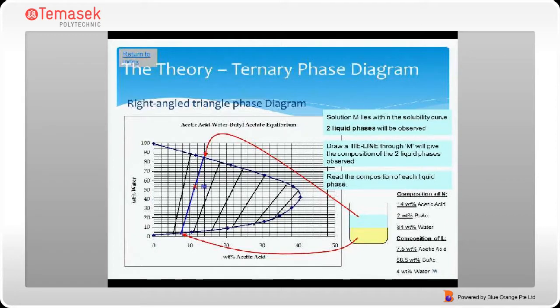To find the compositions of the two liquid phases, we draw a tie line through M and identify the points representing the compositions of the two liquid phases. Read off the compositions of the two liquid phases from the ends of the tie lines.